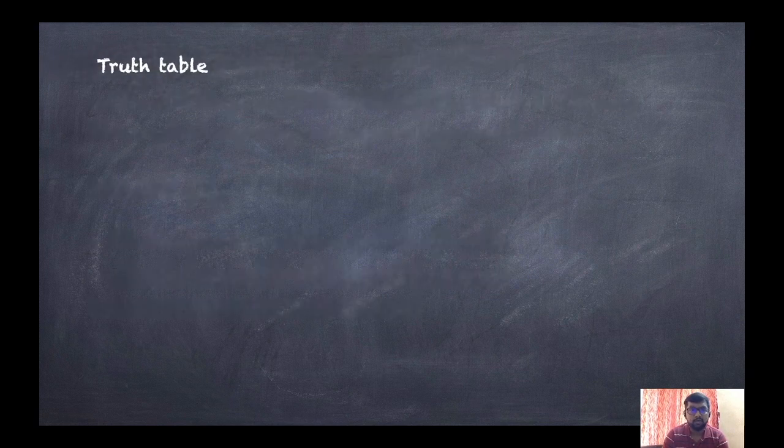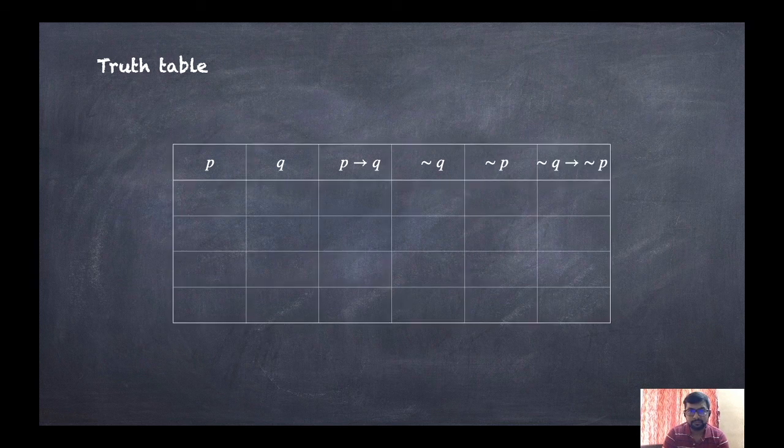So what will be the truth table? P, Q, P implies Q, not Q, not P, not Q implies not P. Again, we have two statements, so there will be four possibilities. Both are true, both are false, first one is true and second one is false, first one is false and second one is true. Now, what will be P implies Q? Now you are masters in this. So both are true, that means true. Both are false, that means true.